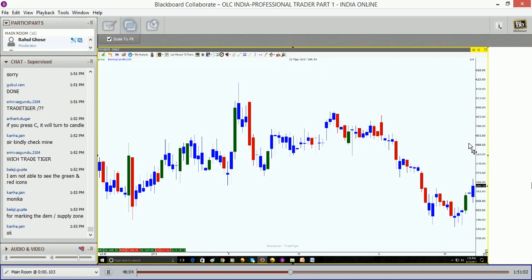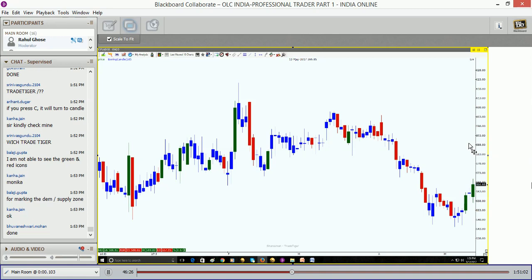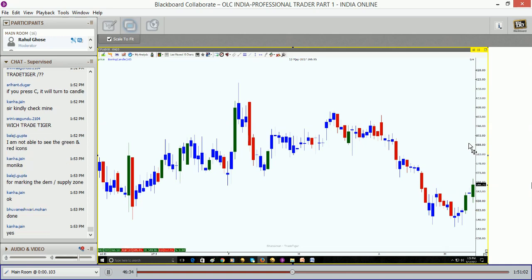Okay. I remove this and use my demand support tool. Select the demand zone, and from here to here, can you see from the lowest wick over here to the highest body over here? Lowest wick of the lowest base to the highest body of the highest base. Balaji, let me open up your system.